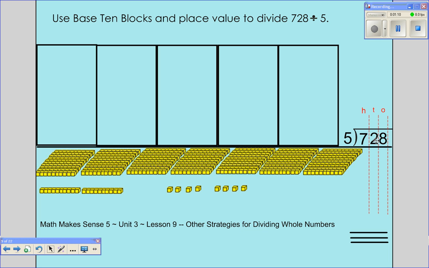And let's make sure I have 728 down here. 100, 200, 300, 400, 500, 600, 700. I have the 700. 10, 20. I have the 20. And do I have 8? 1, 2, 3, 4, 5, 6, 7, 8. Perfect. I have all I need.